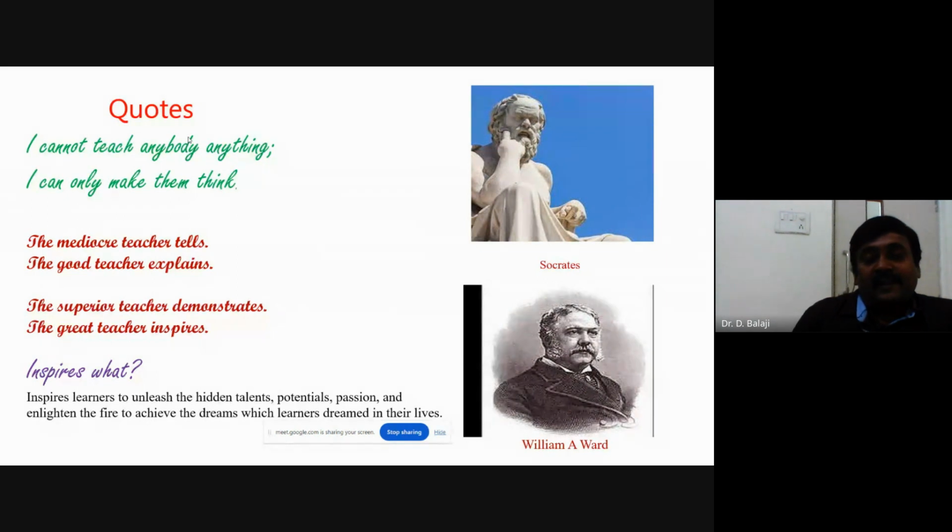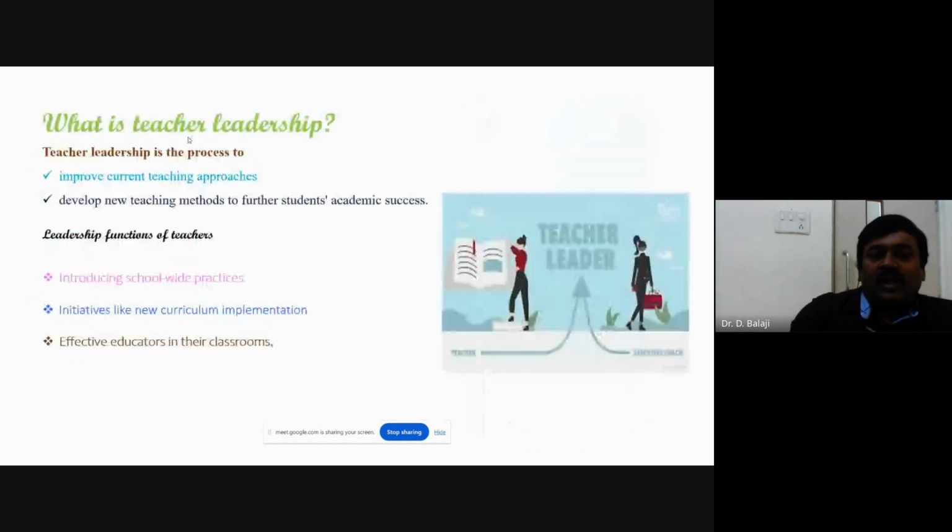The leadership skills that a person should possess to become a great teacher will inspire the students to become something in their lives. So what is teacher leadership? Teacher leadership is the process to improve the current teaching approaches and develop new teaching methods to further students' academic success. Not only academic success, but also their personal life success.